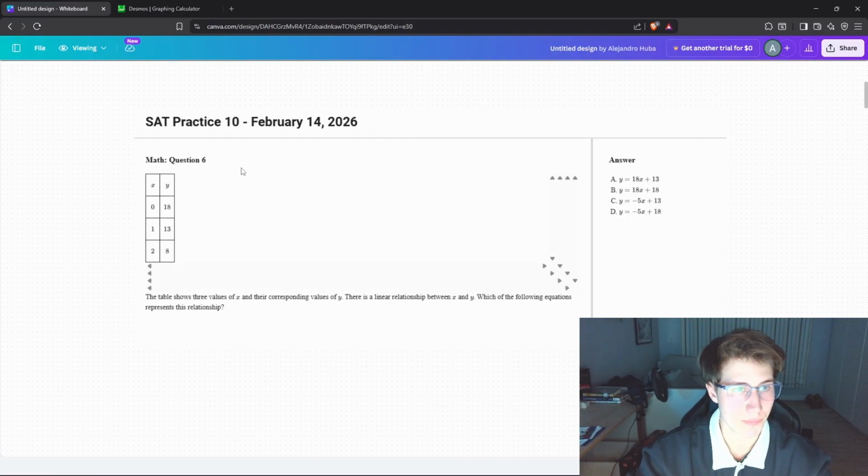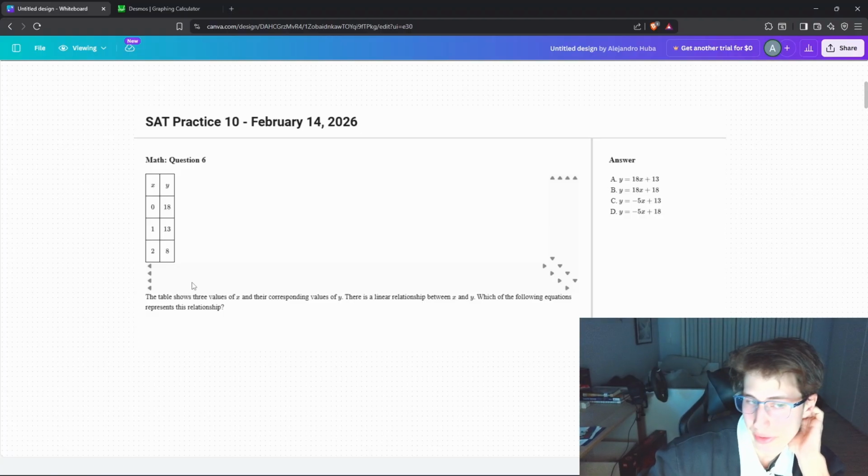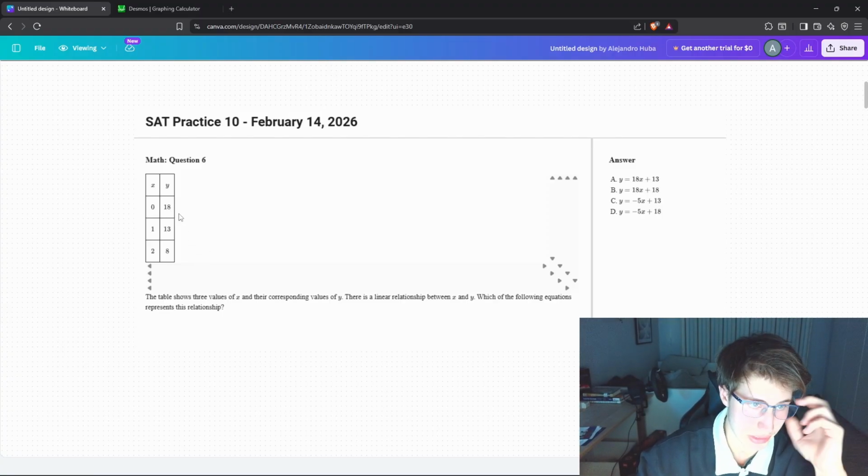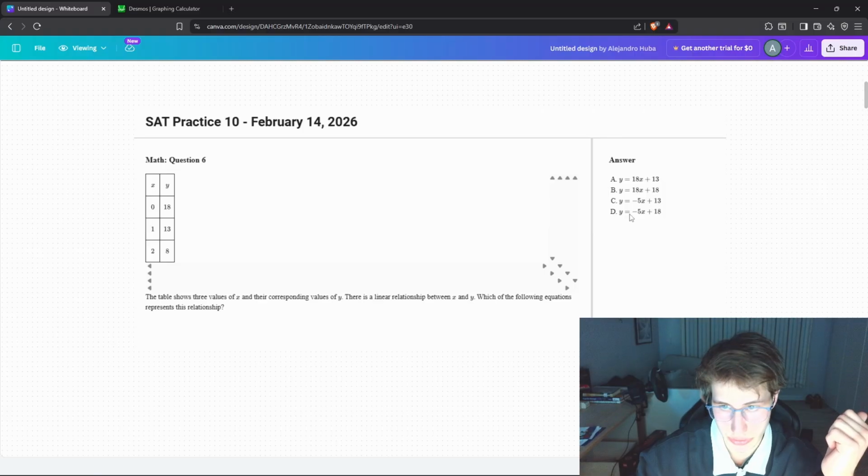All right, question 2. The table shows 3 values of x and the corresponding values of y. If there is a linear relationship between x and y, which of the following equations represents this relationship? You could either look at this and figure out that the y-intercept is 18, so the b is 18, and the slope is negative 5, so that's D.